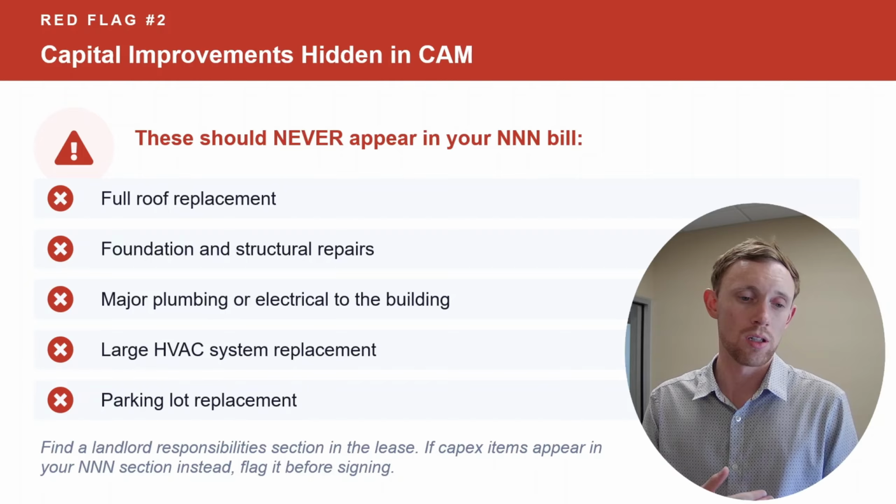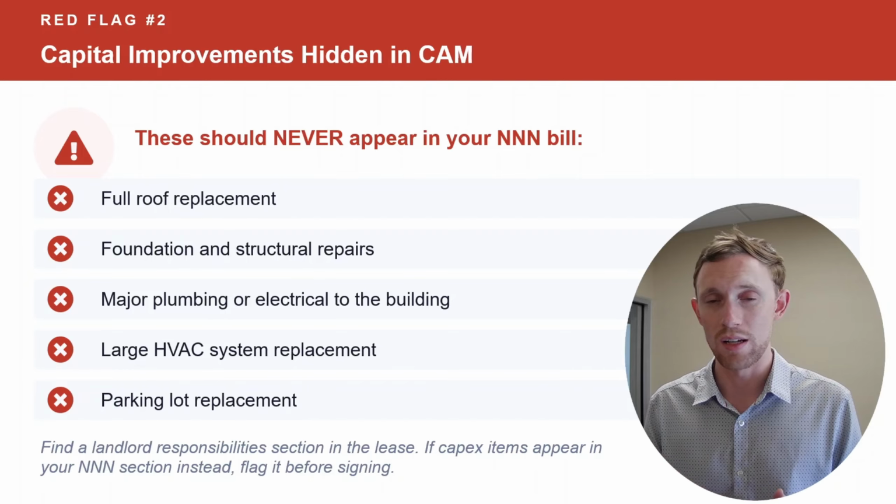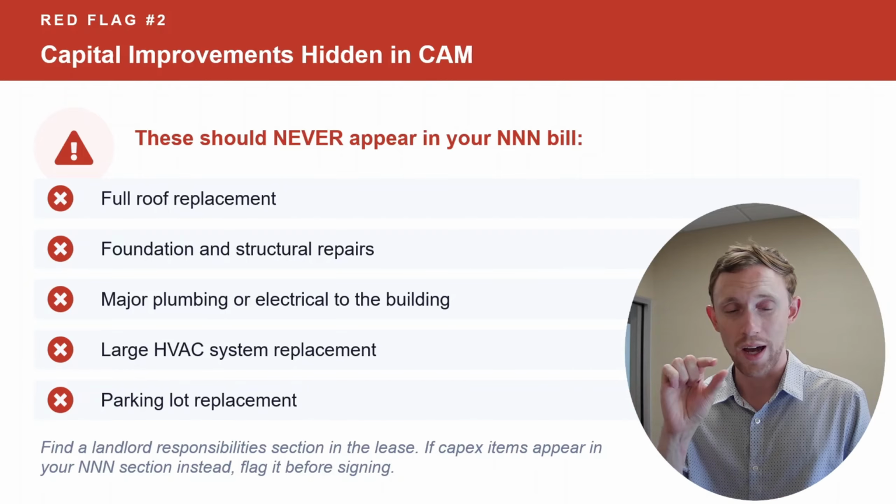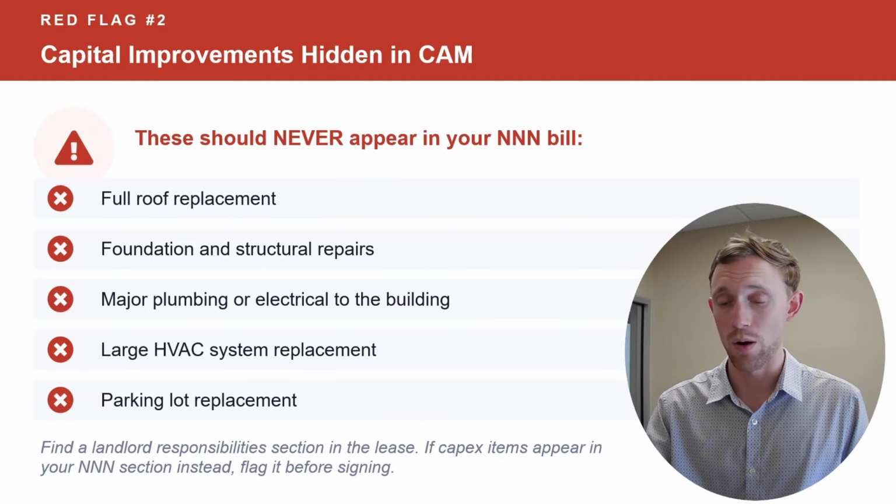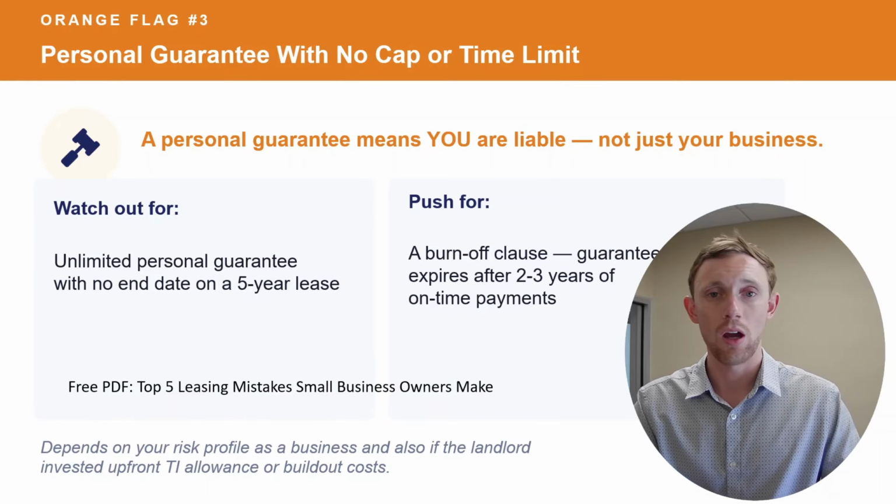Make sure you read the section of the lease very closely. And if that does include these items as a part of triple net, you should try and get those out, redline those out. All right, next one.